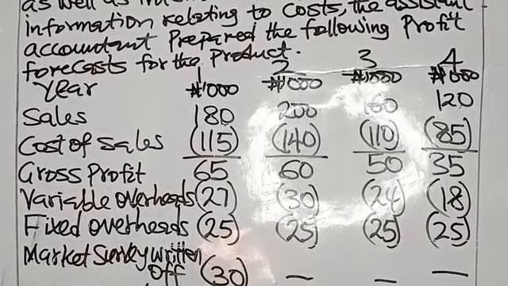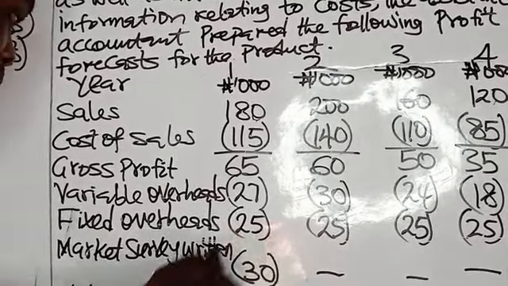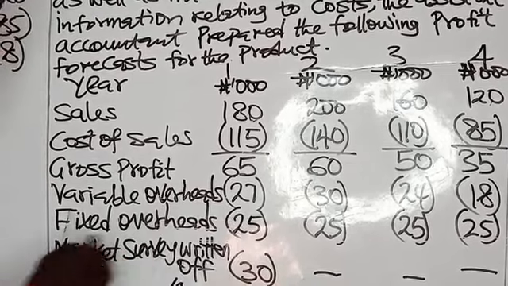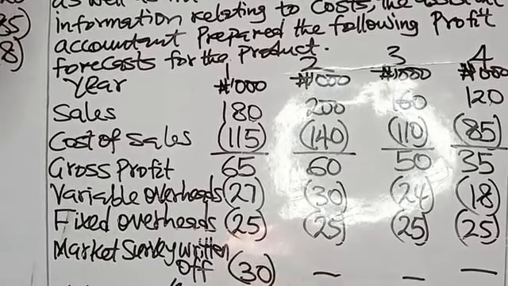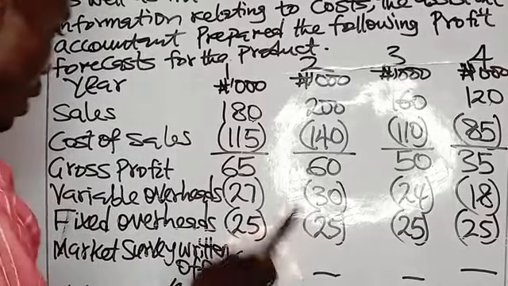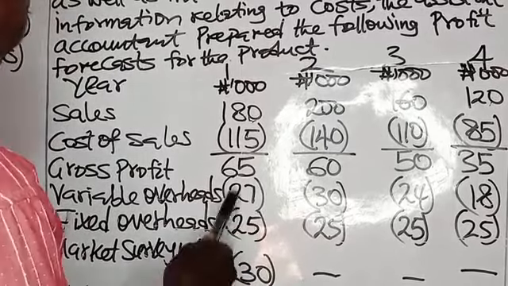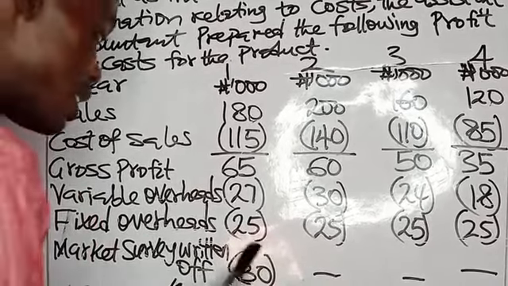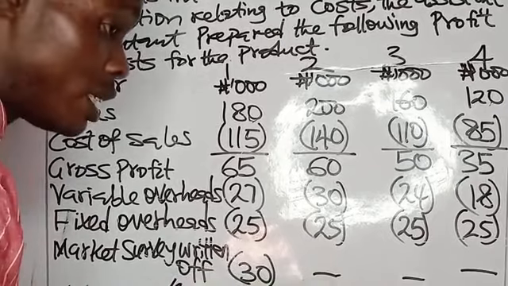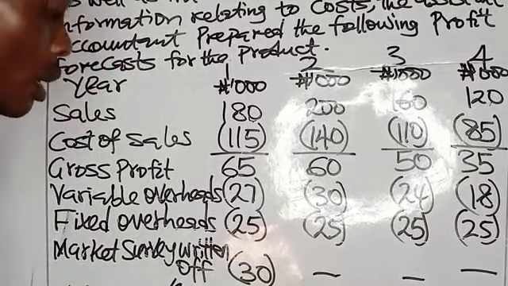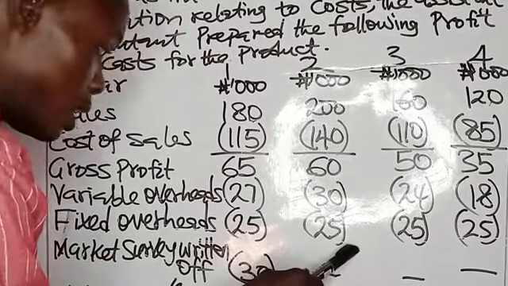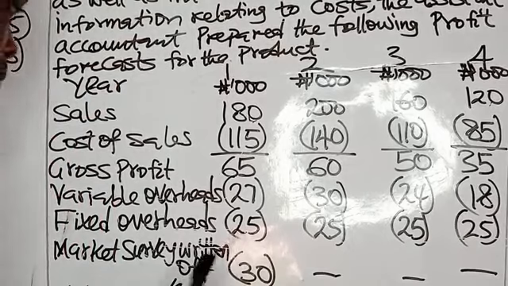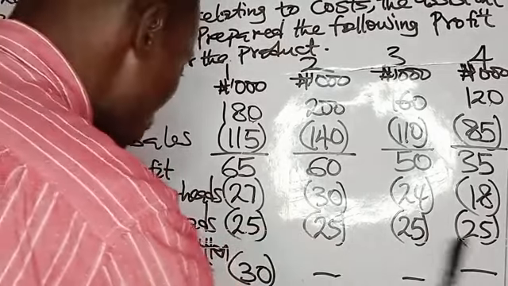Specific fixed overheads are those overheads that are specifically incurred for the project or that are specifically related to the project. They arise as a direct consequence of the project, therefore specific fixed overheads will be relevant. But avoidable fixed overheads are fixed overheads that can be saved if the project is not undertaken. Those fixed overheads that will not be incurred if you did not undertake that project, we call them avoidable fixed overheads. So for now, let's leave the fixed overheads until we get to the note.